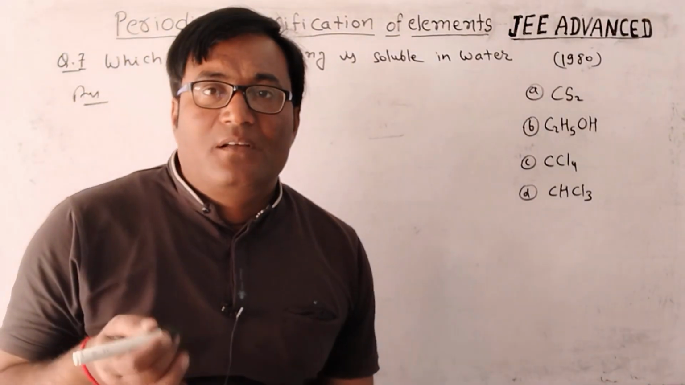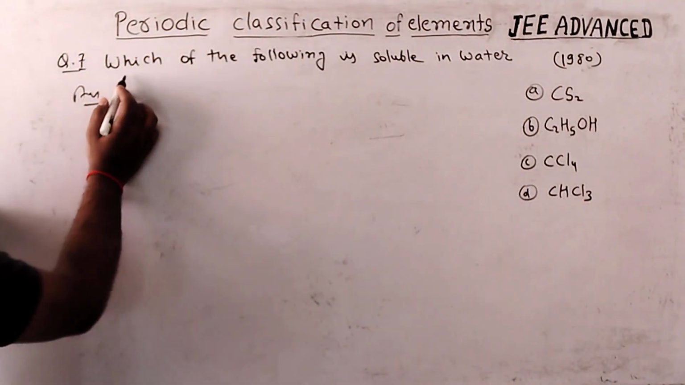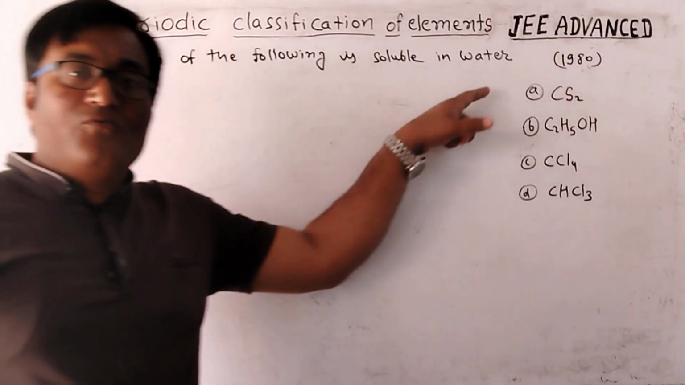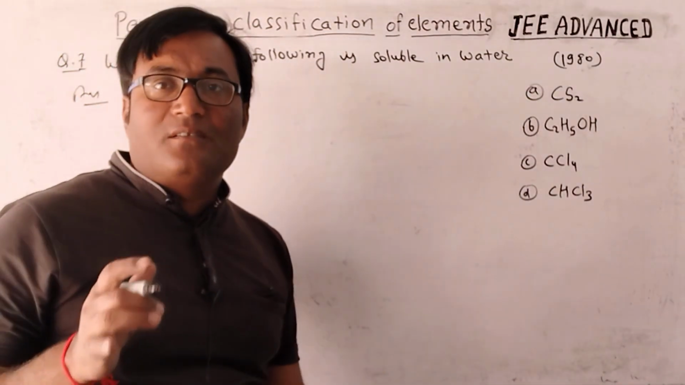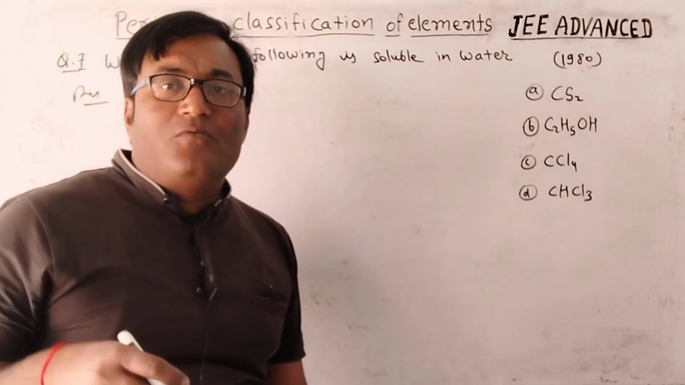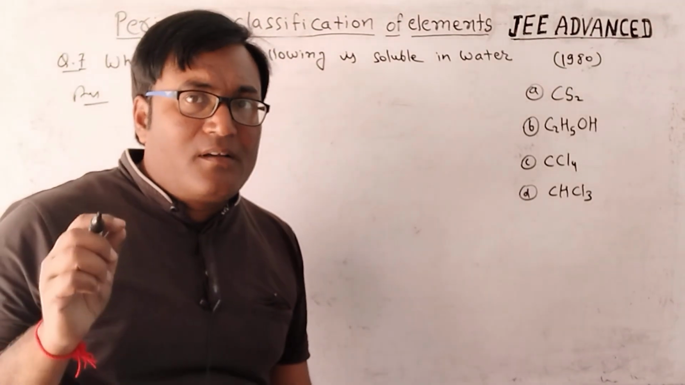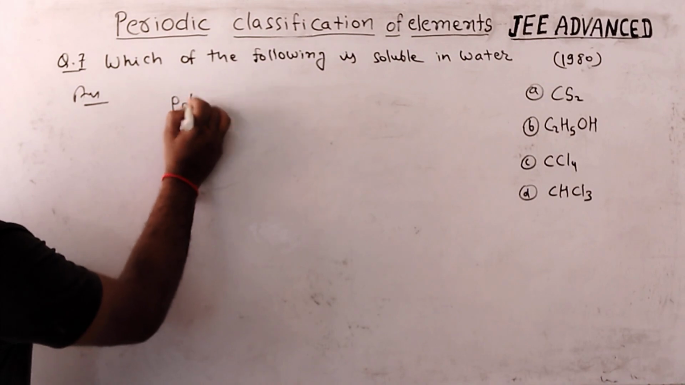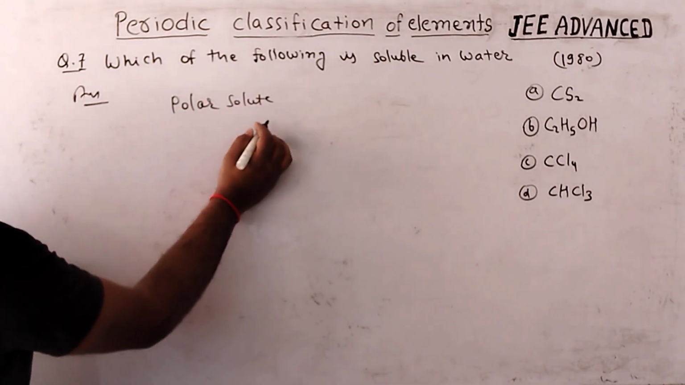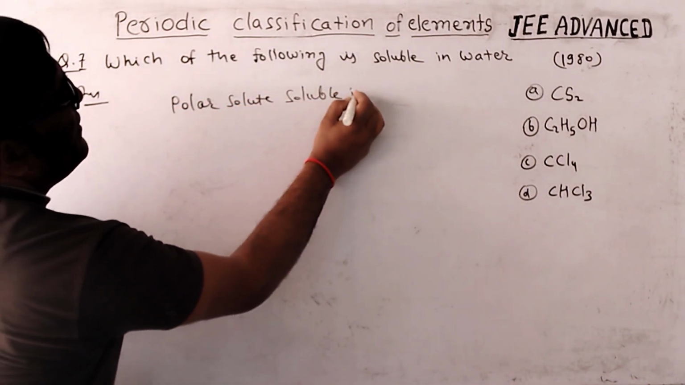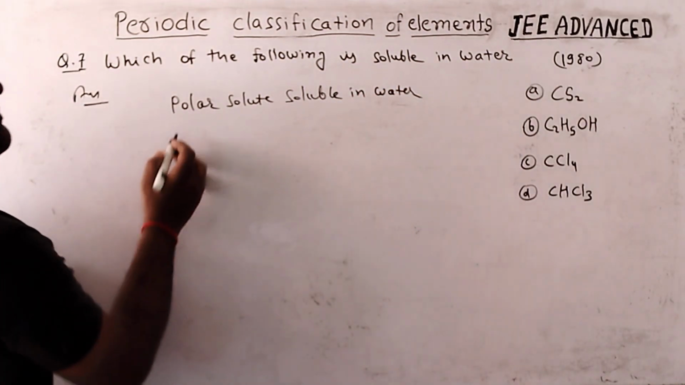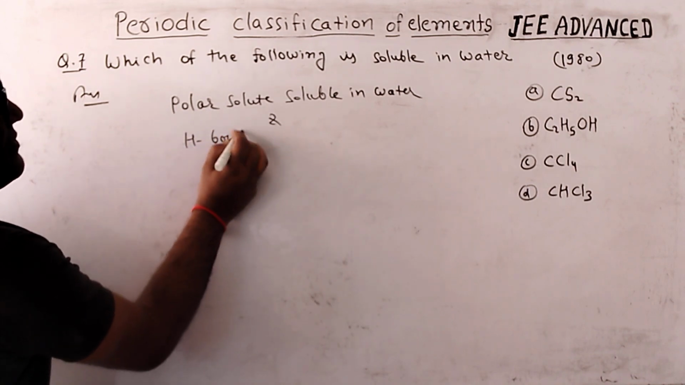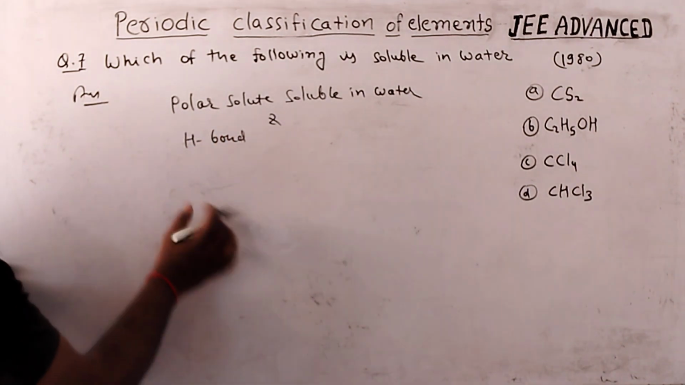I am going to solve question number 7. Question number 7 is, which of the following is soluble in water? These 4 options are given. Actually water is a polar solvent, and water has the tendency to form H bonds. So only polar solutes are soluble in water, and those molecules which form H bonds are soluble in water. So one by one we can check.